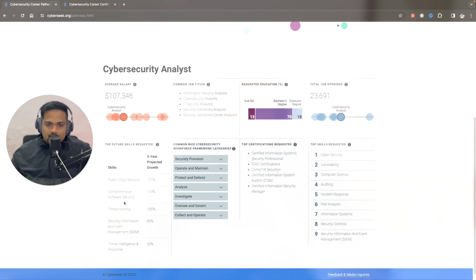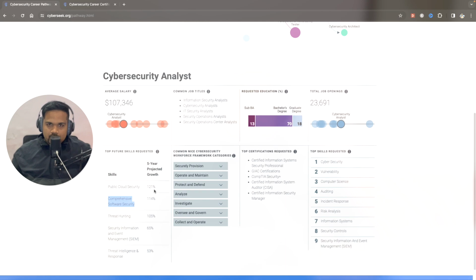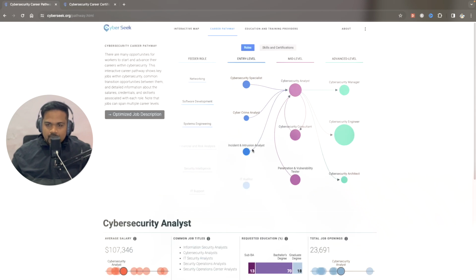So comprehensive cyber software security. For the next 5 years, you can see 114% projected growth. It means you can at least survive in the market for the 5 years, because this is a very good percentage for the next 5 years, right? So here you can understand how you can do your own research based on your particular role, what the mid-level position for that one is, and after that, in which domain you can go.